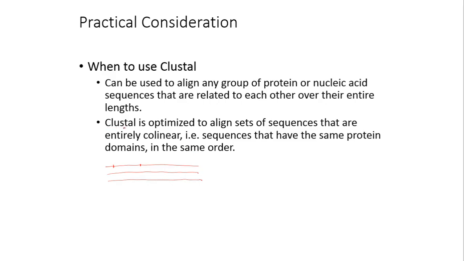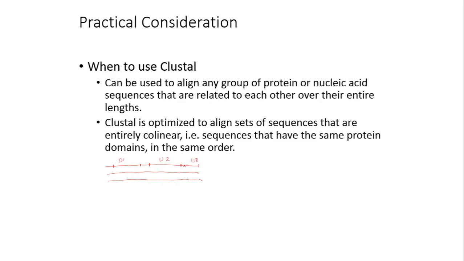The second criterion is that Clustal is optimized to align a set of sequences that are entirely collinear. Collinear means that the sequences have the same domains in the same order. For example, if you end up aligning protein sequences, you know that proteins are modular entities that can have different domains. So this can be domain 1, this can be domain 2, and this can be domain 3.